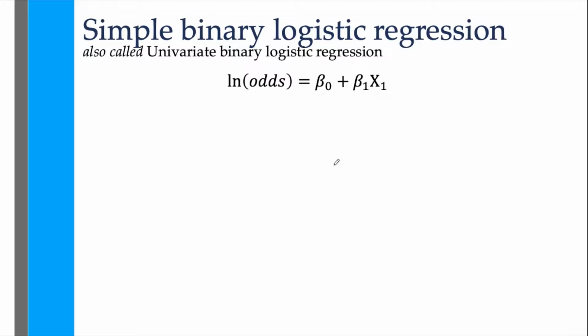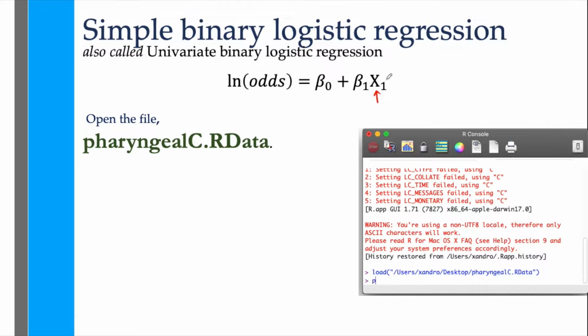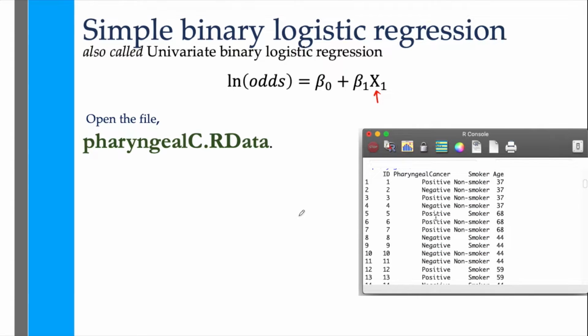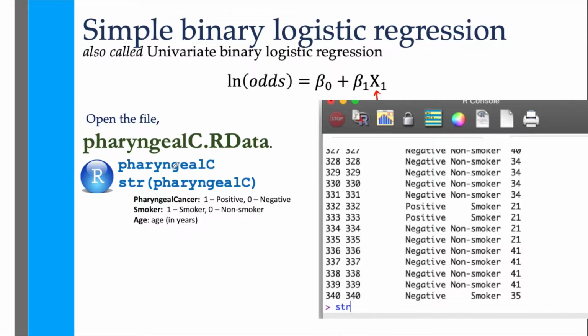Now, let's start with the simple binary logistic regression, which is also called the univariate binary logistic regression, in which we only have one predictor, which is x sub 1. Now, let's try to open the file, pharyngealC.RData. Now, we can see that the file contains three essential columns, which are the pharyngeal cancer, in which 1 was coded as positive and 0 was coded negative. Another column, which is smoker, whether the patient is a smoker, which is 1, or non-smoker, which is 0. And then age, which is expressed in years. We may see the structure of the file using str pharyngealC.